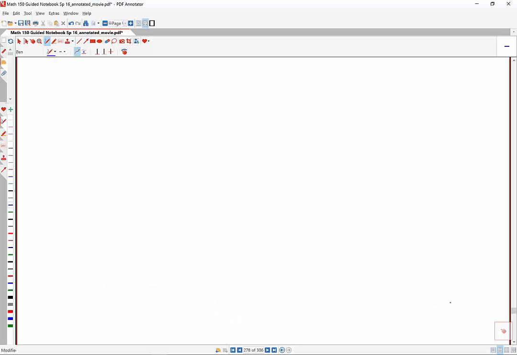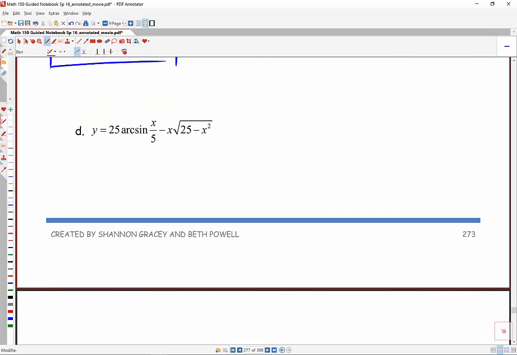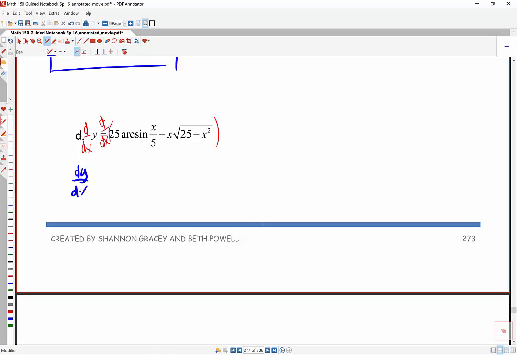So again, differentiating both sides with respect to x, we will have dy dx equals. So this is going to be 25 times d dx of x over 5, right? And then in here we're going to have 1 minus x over 5, the quantity squared.